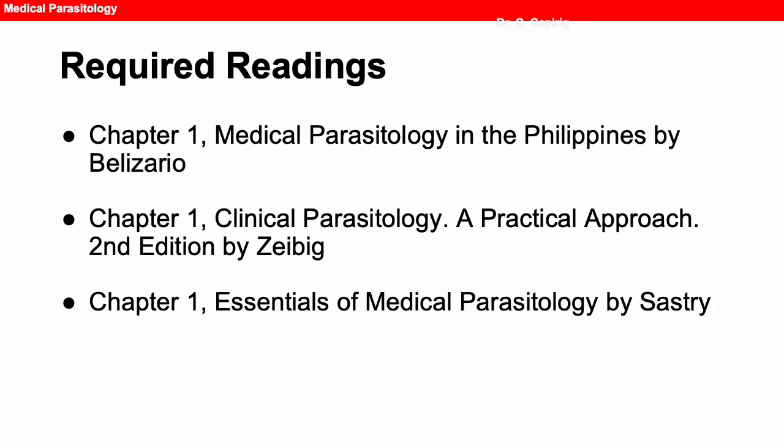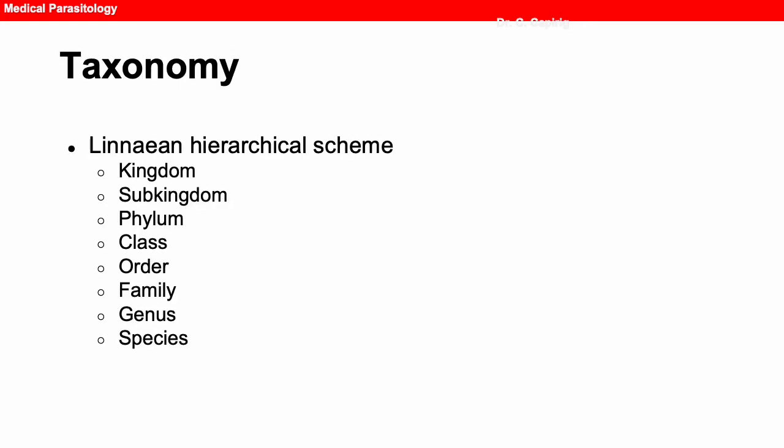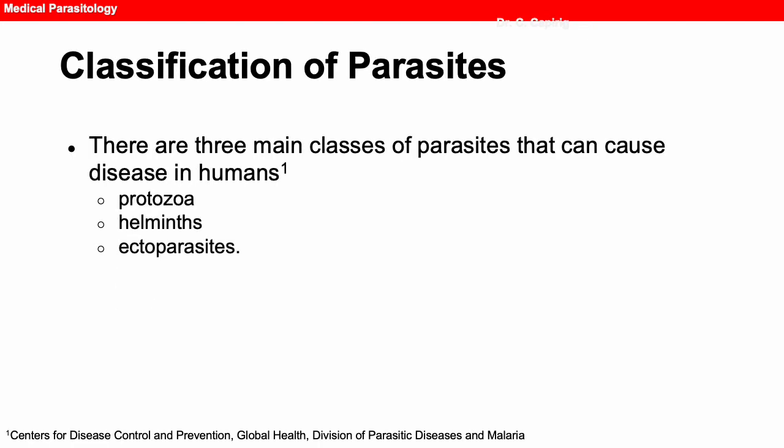1 also in Sastri. So just like all other organisms, here in parasitology we follow the Linnaean hierarchical structural scheme in terms of classification of organisms. So we start with a kingdom, subkingdom, phylum, class, order, family, and genus and species last. So there are three main classes of parasites that can cause disease in humans. We have the protozoans, we have the helminths, and the ectoparasites.